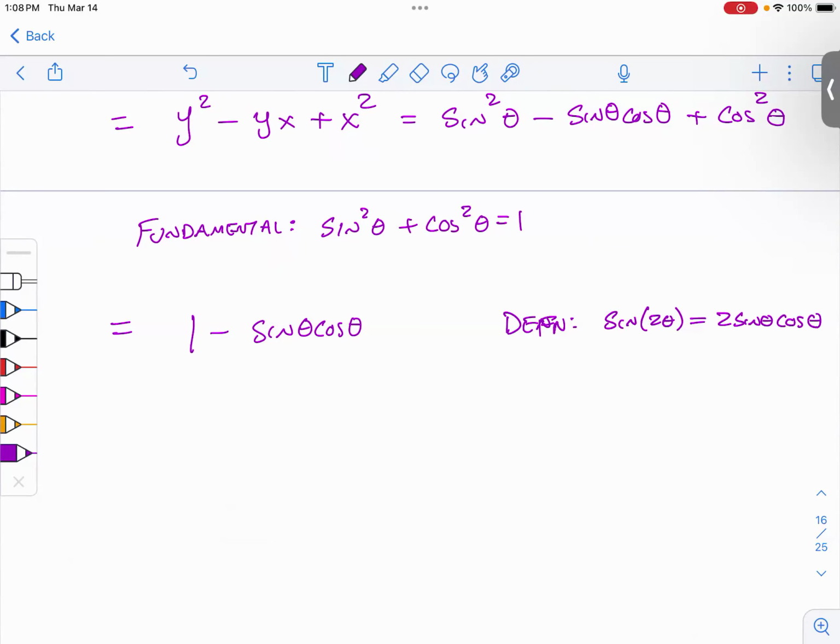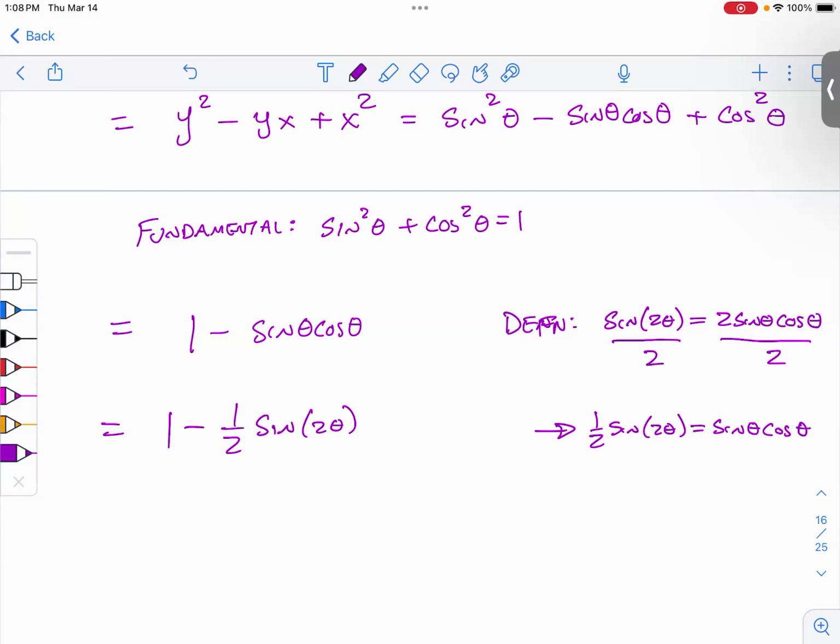Now notice this is pretty close. I don't have 2 sine theta cosine theta. So just like we adjust our fundamental identity sometimes, if I divide both sides of this by 2, I end up with 1/2 sine 2 theta equals sine theta cosine theta. And now I can substitute that in perfectly: 1 minus 1/2 sine 2 theta. And that is where we were going.